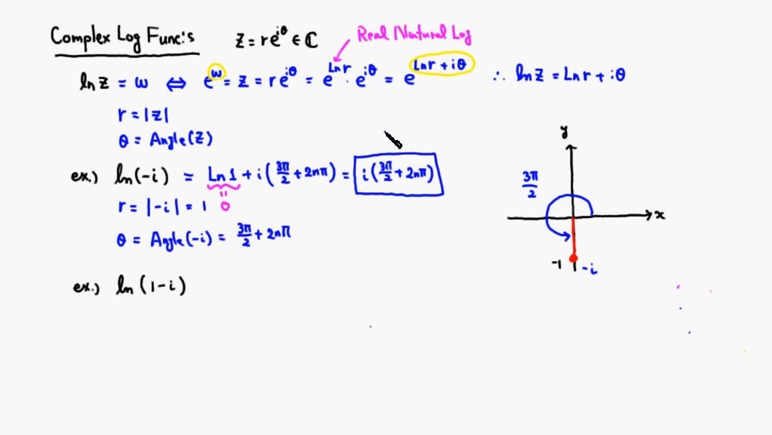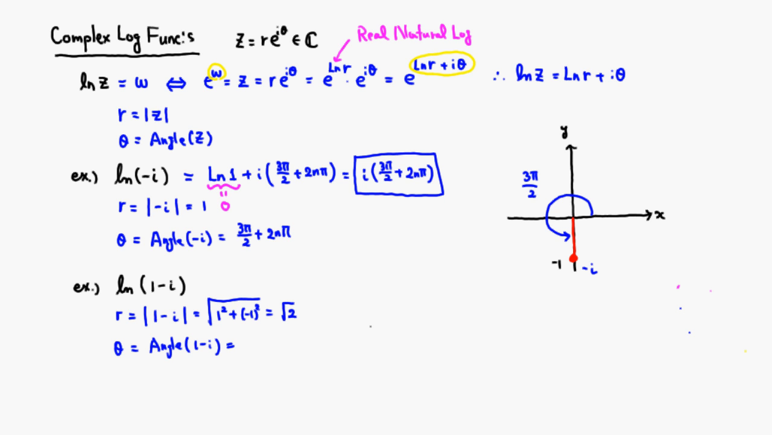Let's look at another example. How about the natural log of 1 minus i? Again r is fairly easy to find. It's the absolute value of 1 minus i, which is the square root of 1 squared plus negative 1 squared, so that's the square root of 2. And the angle theta is the angle of 1 minus i.